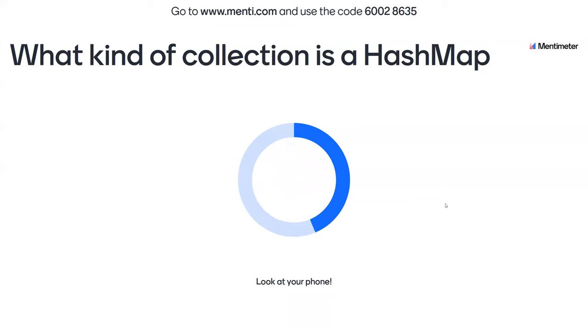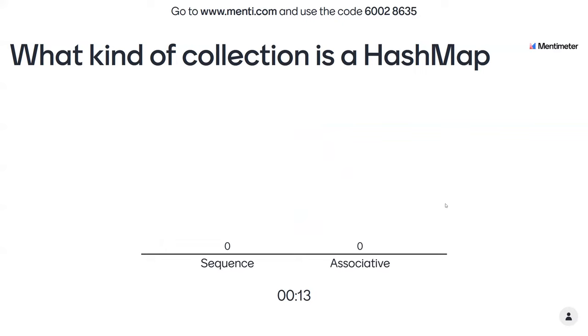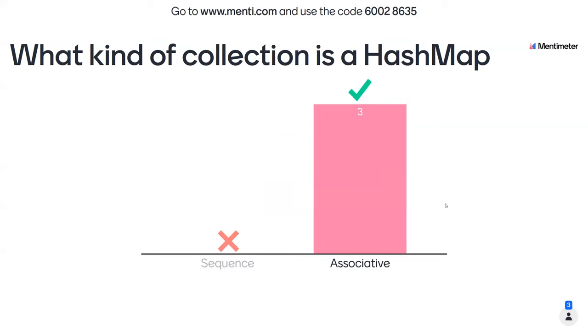So of our two collection types, what kind of collection is that? Is it a hash map, a sequence, or an associative container? Nice. That is indeed correct.